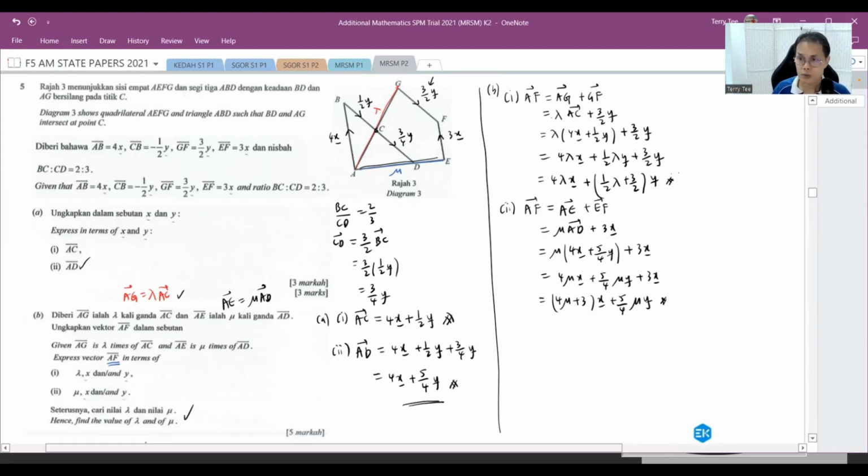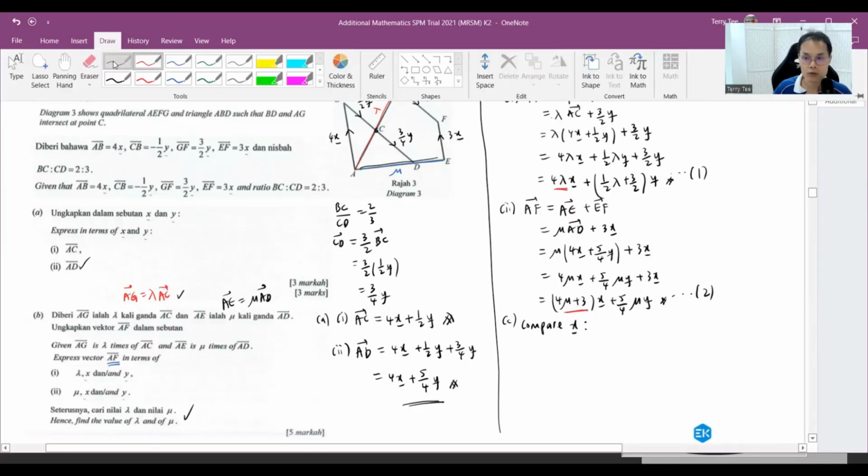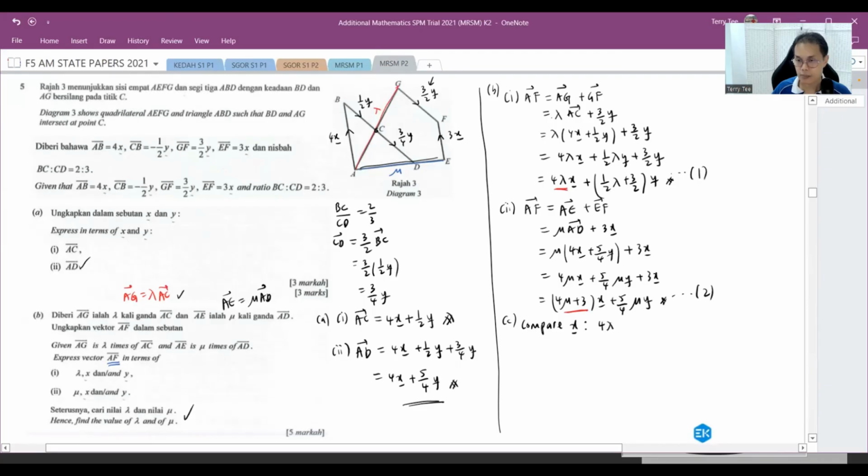So basically what we need to do is to compare these two versions of AF that we have, and we compare the coefficient of x first. The number in front of x, or the coefficient of x, is 4 lambda and 4 mu plus 3. So when you compare x, we say 4 lambda equals 4 mu plus 3. Now I don't know what to do with this, so I'm going to leave it out. I call it equation 3. And then I compare y.